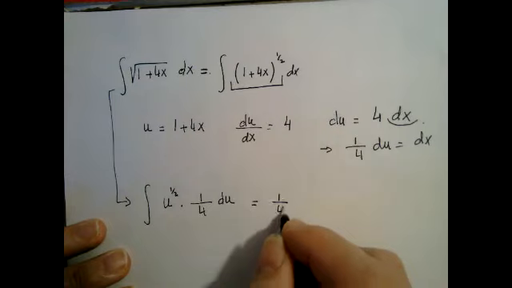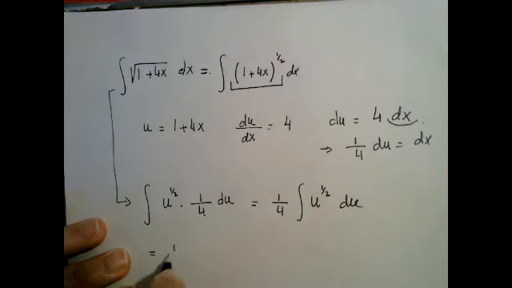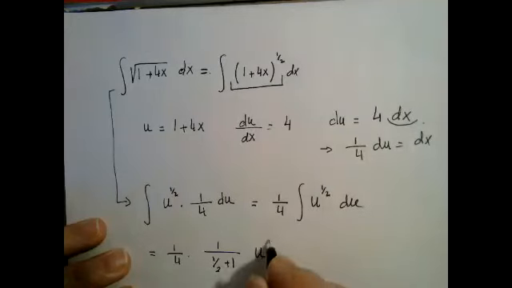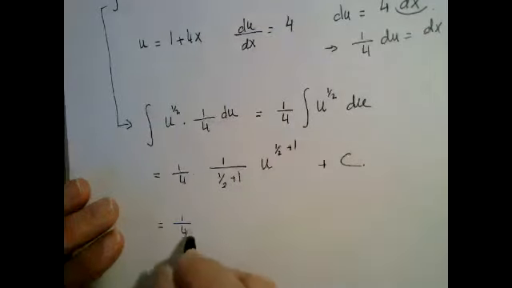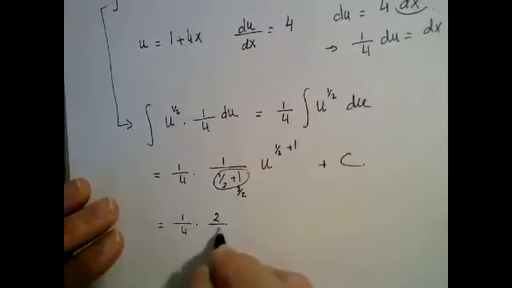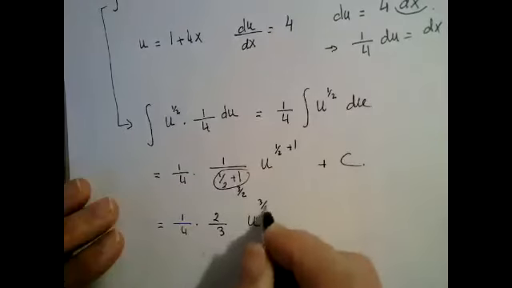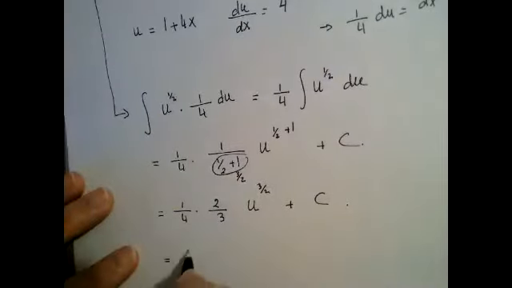So it's going to give me 1 over 4 times the antiderivative of u to the power a half du, which is 1 over 4, times 1 over a half plus 1, u to the half plus 1, plus a constant c. Now the rest is simple math. A half plus 1 gives me 3 halves, so we multiply by 2 thirds, u to the power 3 halves plus c. Finally, this gives me 1 over 4 times 2 thirds, that's 1 over 6, u to the power 3 halves plus c.